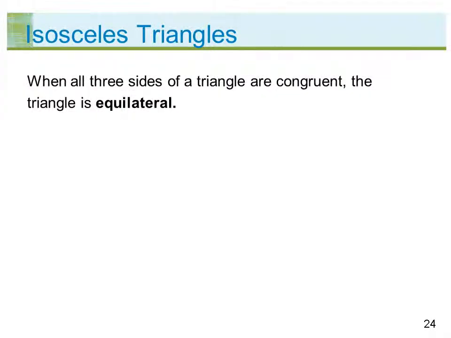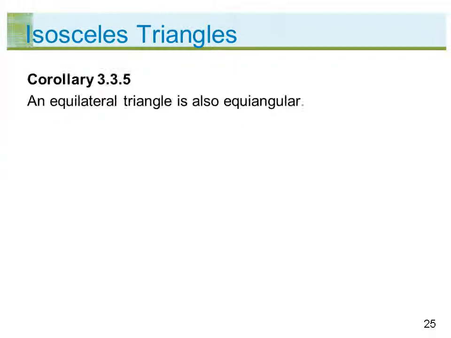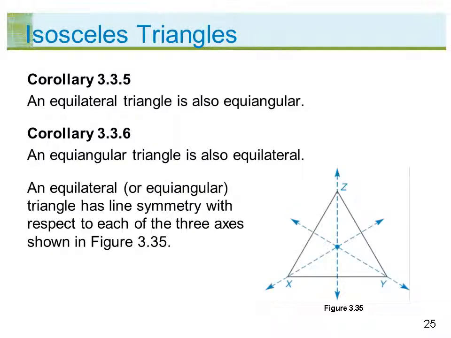When all three sides of a triangle are congruent, the triangle is equilateral. If all three angles are congruent, then the triangle is equiangular. Corollary 3.3.5. An equilateral triangle is also equiangular. Corollary 3.3.6. An equiangular triangle is also equilateral. An equilateral or equiangular triangle has line symmetry with respect to each of the three axes shown in Figure 3.35.